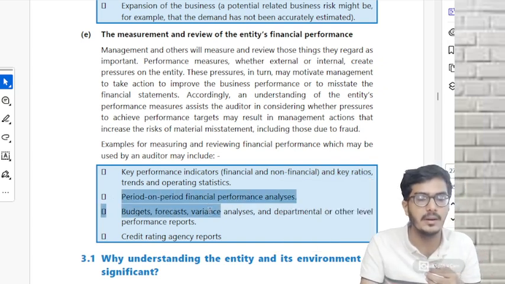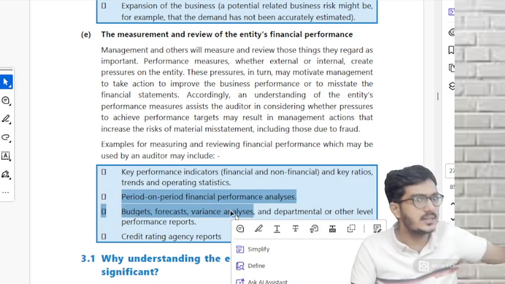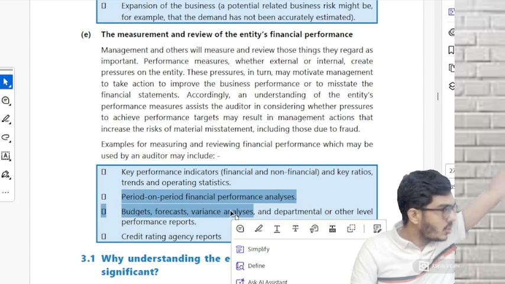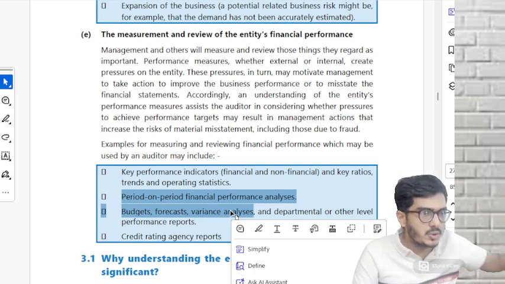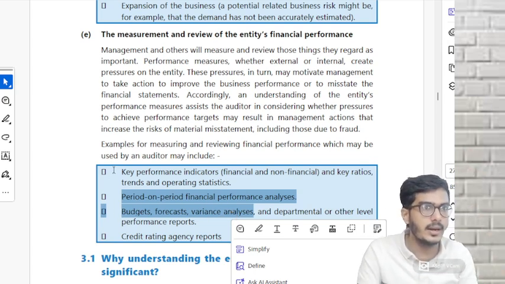Then comes period on period financial performance analysis. Take the last 3 years' FS, take this year's FS. Do an analysis of whether the company is growing or whether the company is going down. Correct or not? With this, you'll understand how good the company's financial performance is.